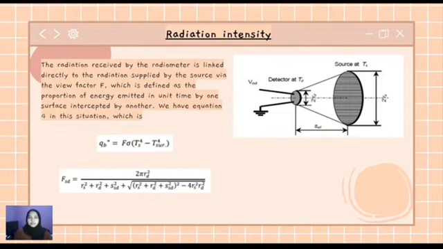Next is radiation intensity. The radiation received by the radiometer is linked directly to the radiation supplied by the source via the view factor F, which is defined as the proportion of energy emitted in unit time by one surface intercepted by another. We have the equation for this situation, which is QR equals F times sigma times Ts to the power of 4 minus T-surrounding to the power of 4.